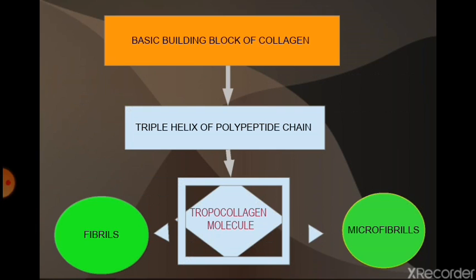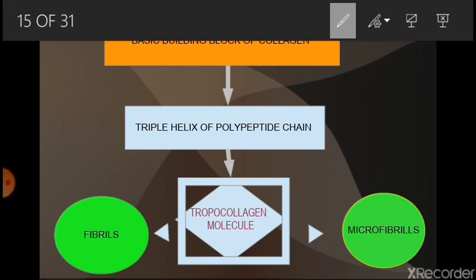Now let's see the basic structure of collagen. The basic building block of collagen is the triple helix of polypeptide chains. These move on and form the tropocollagen molecule, and this molecule differentiates into microfibrils and fibrils.